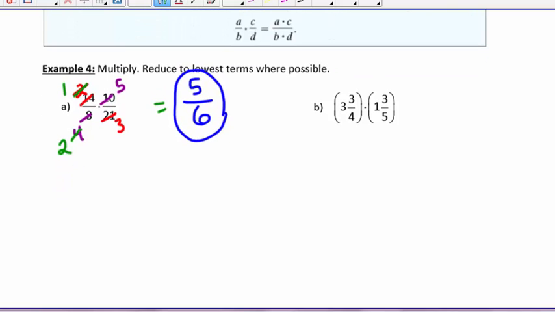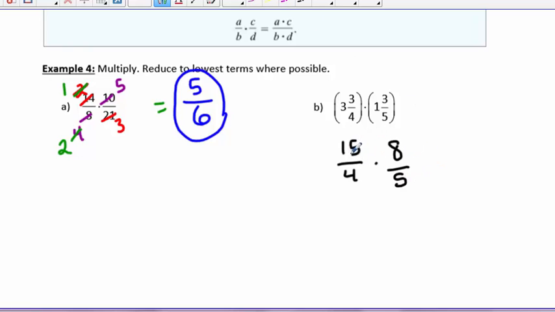Alright, let's check out Part B. Part B is a set of mixed numbers. Mixed numbers cannot be multiplied. They have to first be turned into improper fractions. So let's make these improper. So 3 times 4 is 12, plus 3 is 15/4, multiplied by 1 times 5 is 5, plus 3 is 8/5. I must make them improper before starting to reduce.